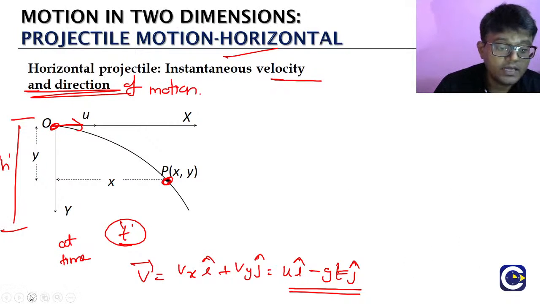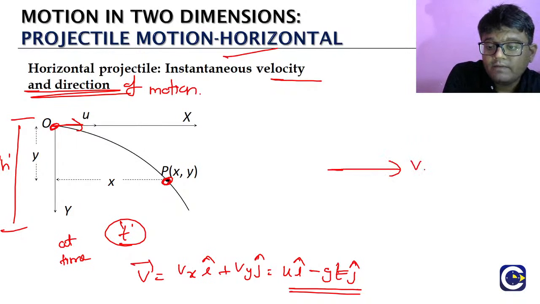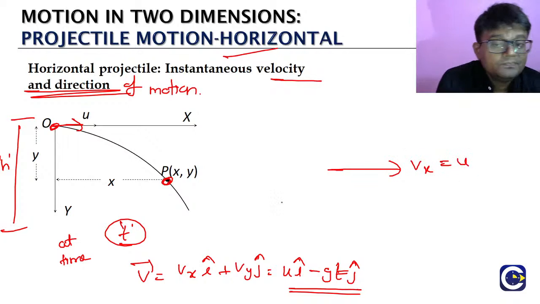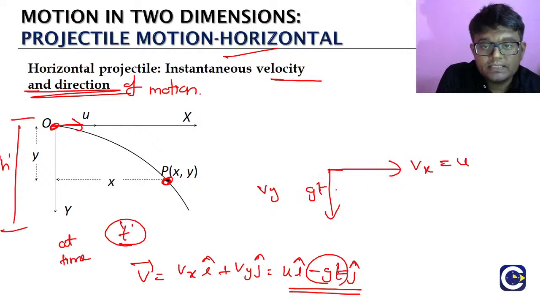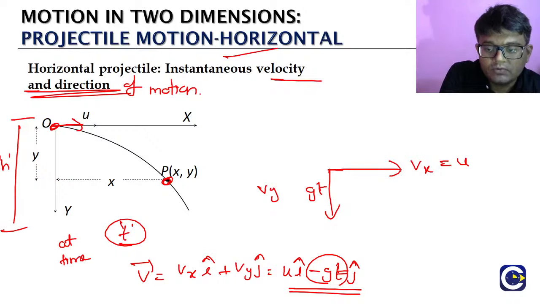Okay, now we also have to talk about the direction. So look at this here, Vx is in this direction. Vx value is u. What about the vertical Vy? It is minus gt. In other words, why is this minus gt? It means it is gt downwards. The vertical component is gt downwards. Now look at this, so this is gt.